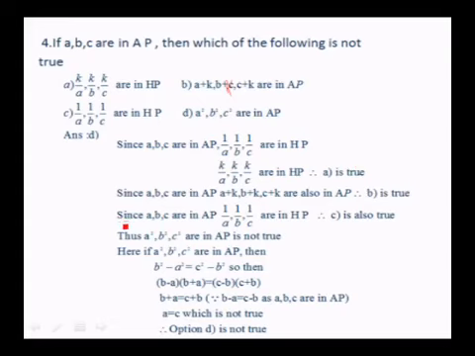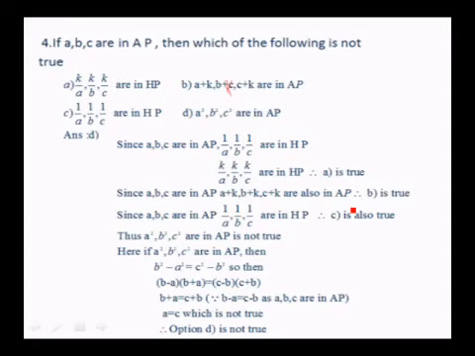If you take the second one, 1 over A, 1 over B, 1 over C are in HP, A plus K, B plus K, C plus K are in AP, the second one, B, is also true. Third one, whenever A, B, C are in AP, 1 over A, 1 over B, 1 over C are in AP, that's also true.